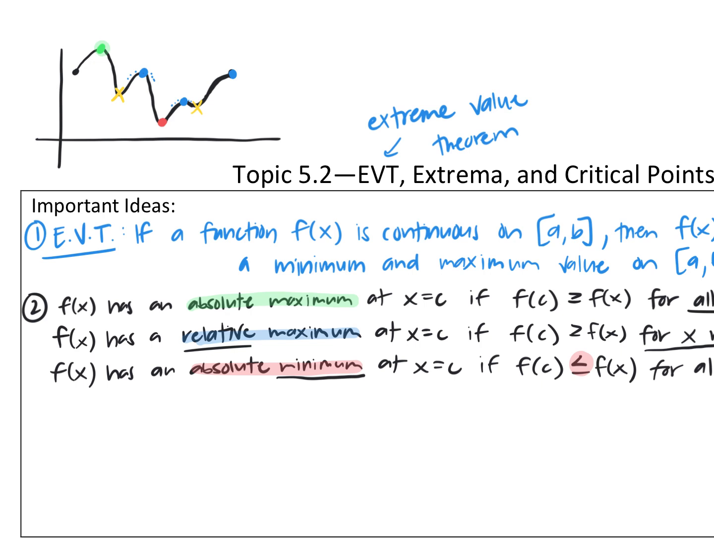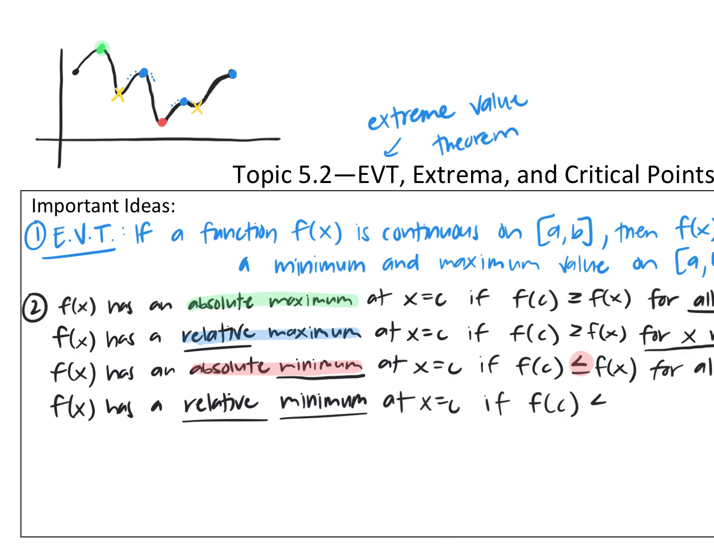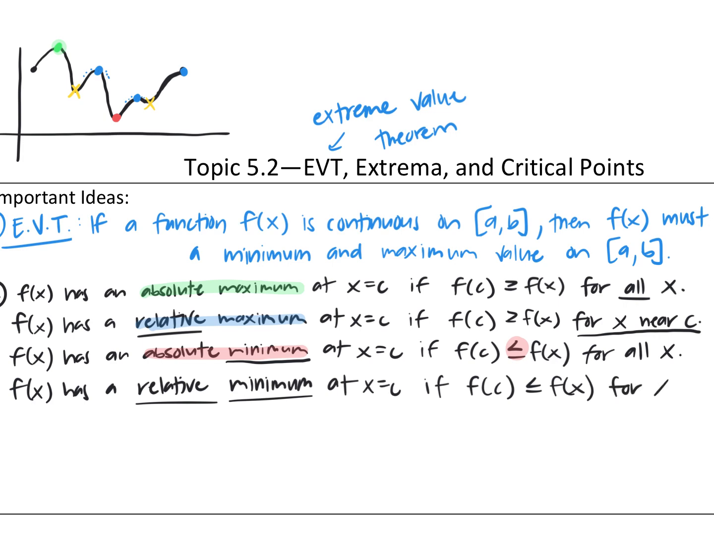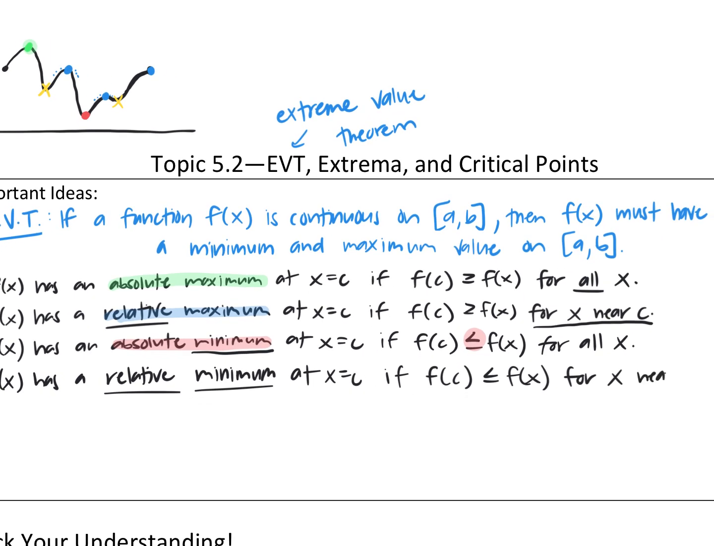Okay, so that's our last statement that we have to write: f of x has a relative minimum at x equals c if f of c is still less than or equal to f of x, for the x near c. So for all the x values near the point where I have my relative minimum, those are all going to be larger than the point down on the bottom there.